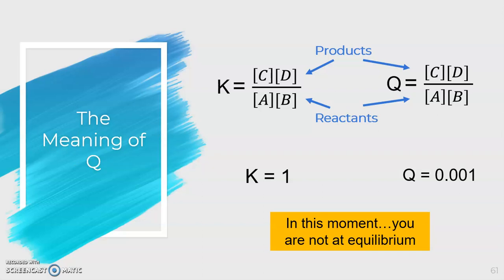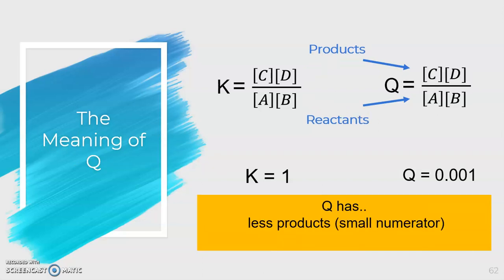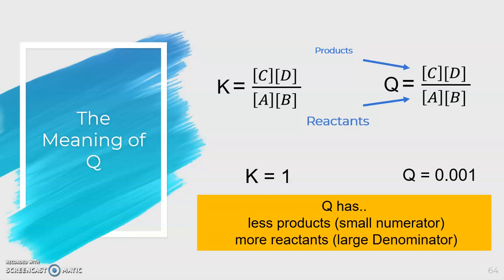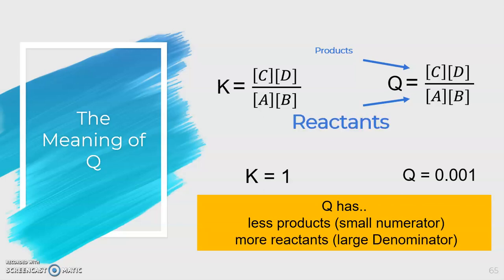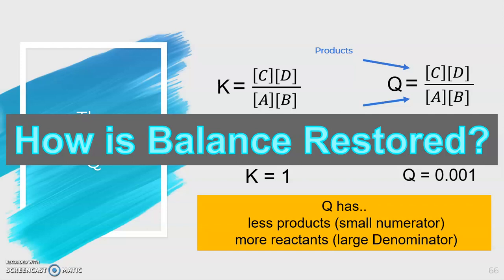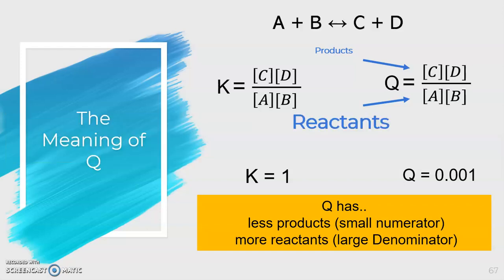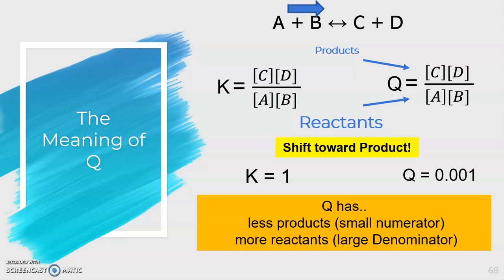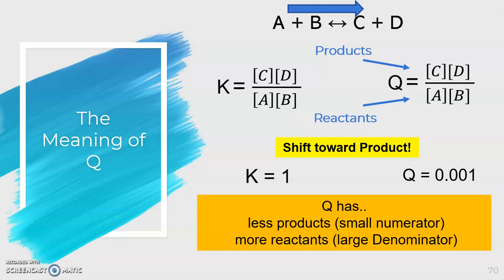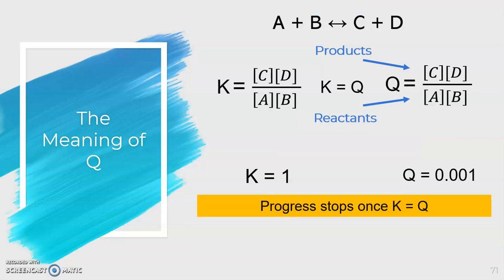Number one, you're not at equilibrium. And number two, that means that your Q has a very small numerator. In other words, it doesn't have a lot of product. And it also has a very, very large denominator. In other words, it has a lot of reactant. So as far as we're concerned, how do we go back to restore that balance? Let's take a look at the general form of our equation again. A plus B makes C plus D. Well, that would simply mean that I would need to shift toward the product side. So slowly, as I shift toward the product side, I'm going to chew up my reactant and make more product. And this progress is going to stop once the value of Q is going to equal the value of K.